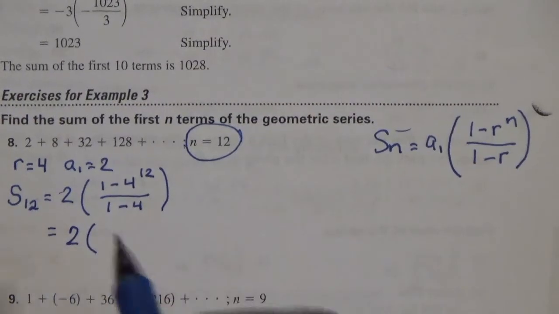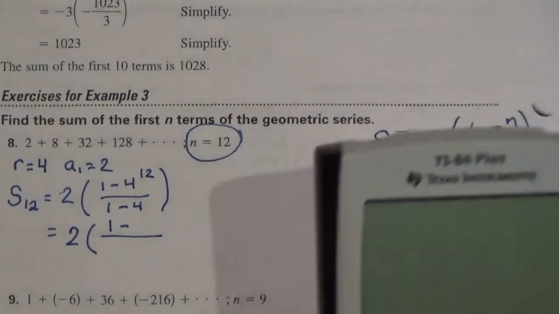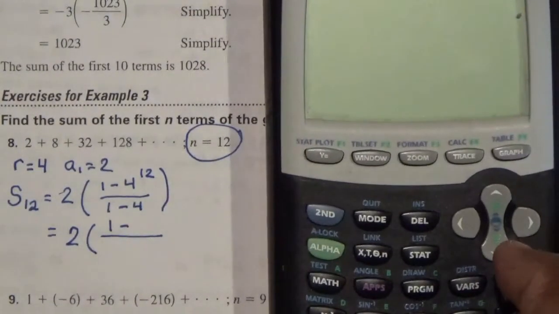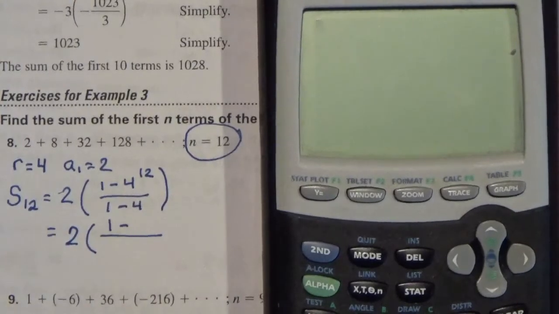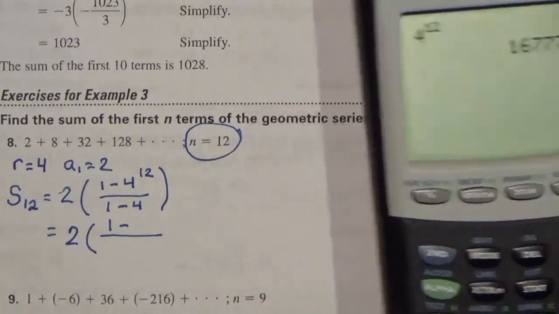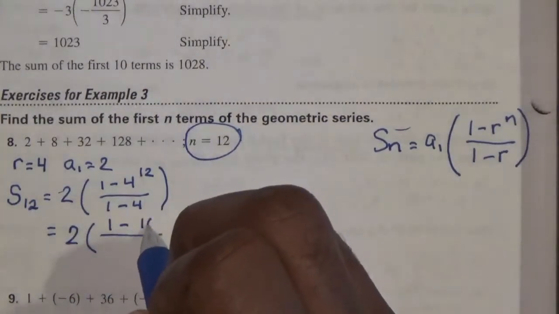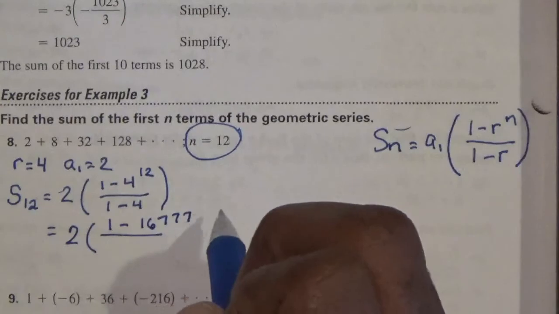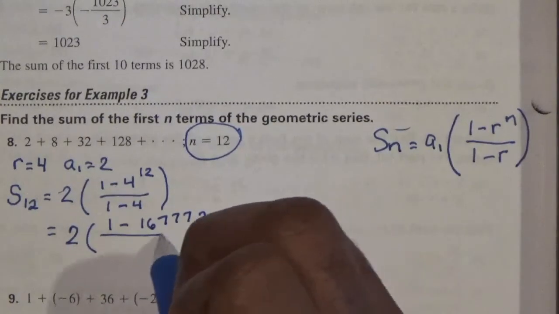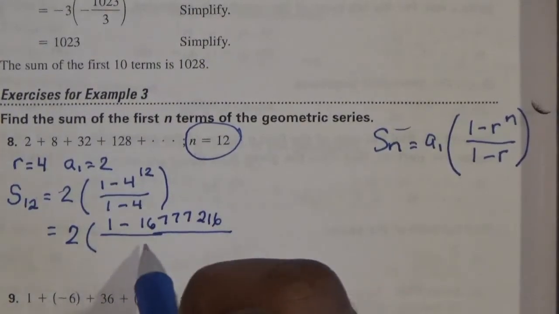So we got 2 times, in the top, 1 minus, and we're going to use our calculator to find out what 4 to the 12th is equal to. So we go 4, caret is right above the division sign, 12. It should give us a pretty big number. You can pause it. That's 16,777,216, and yep, it's that big. And then 1 minus 4 is negative 3.